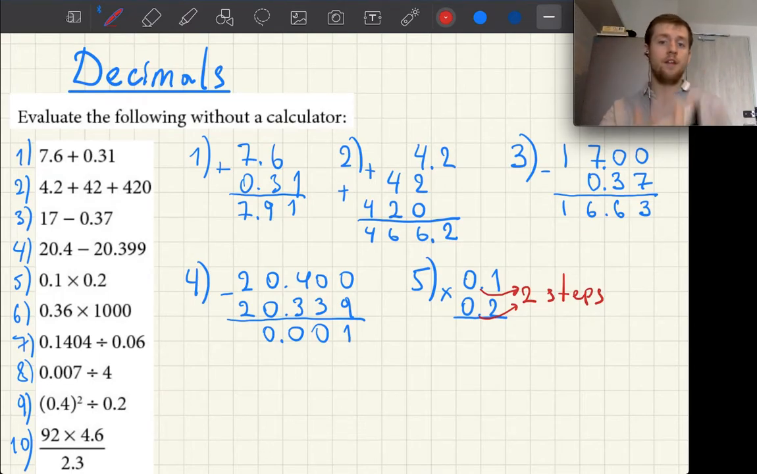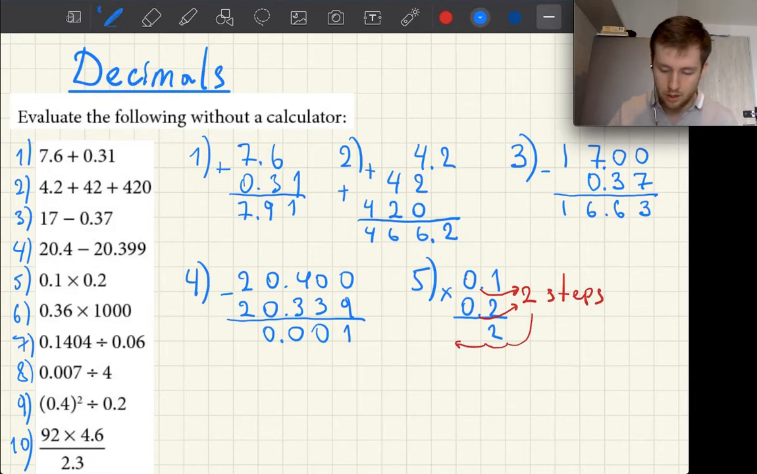Then when we have done this, we can just do 1 times 2, which is equal to 2. And then we have to return this point 2 steps back. So it goes 1, 2. The point is going to be here. And all the empty spaces, like this one, we fill with zeros. The answer is 0.02.